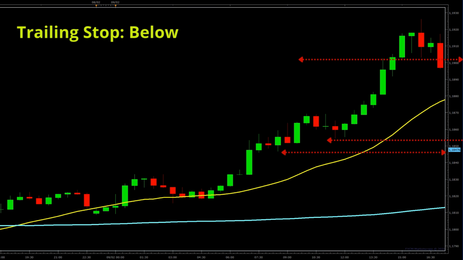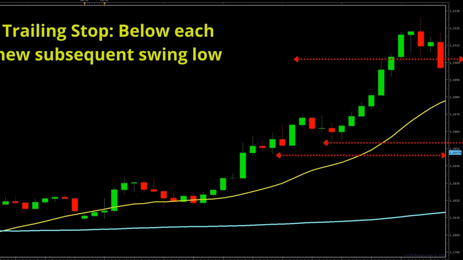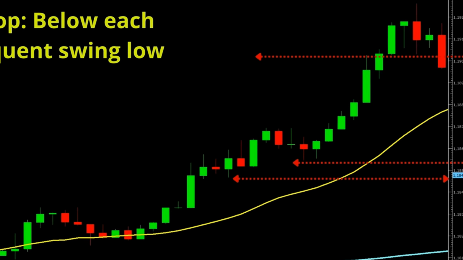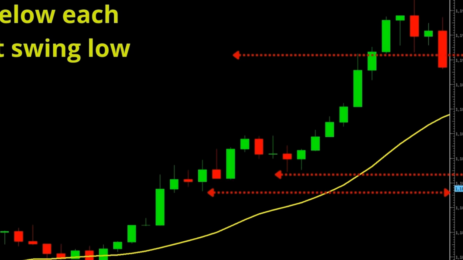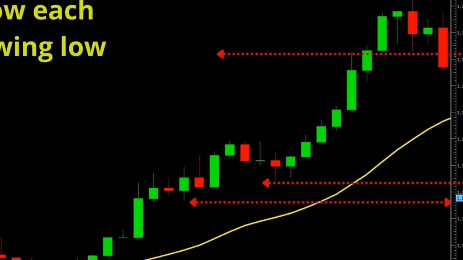To maximize our gains during a strong move, we use a trailing stop. As the price moves in our favor and creates new structure, simply move your stop loss below each subsequent swing low. This allows you to stay in the trend as long as possible.